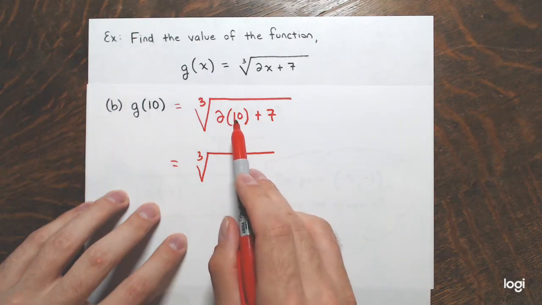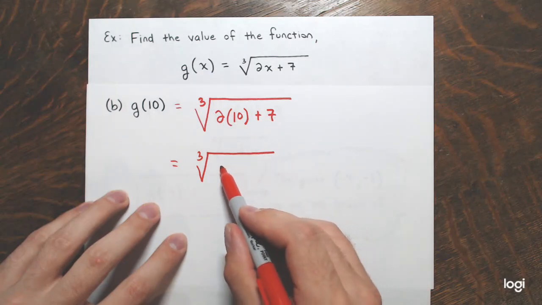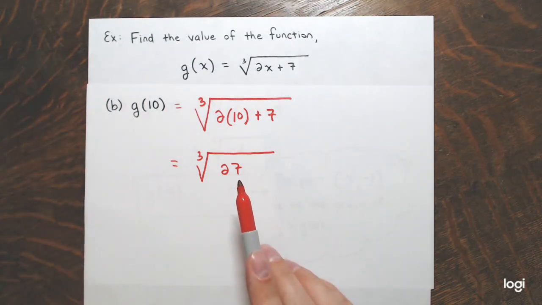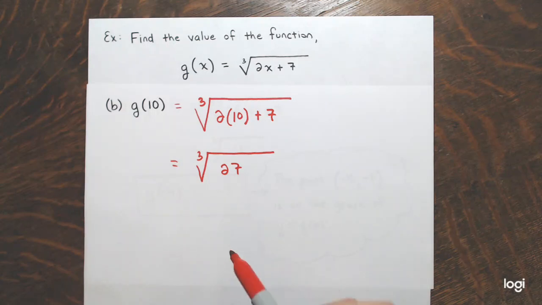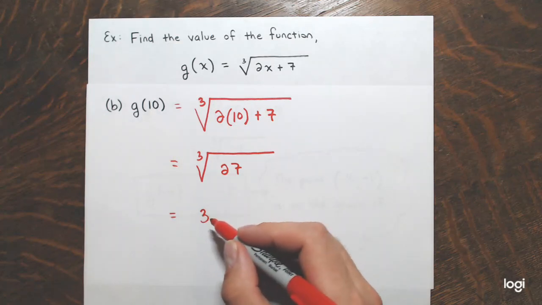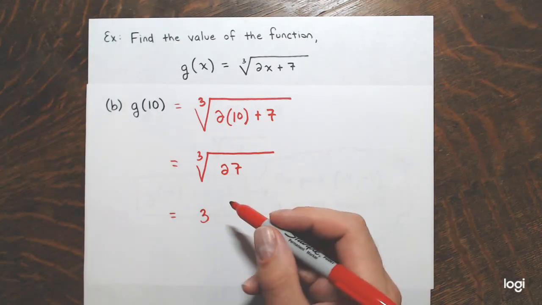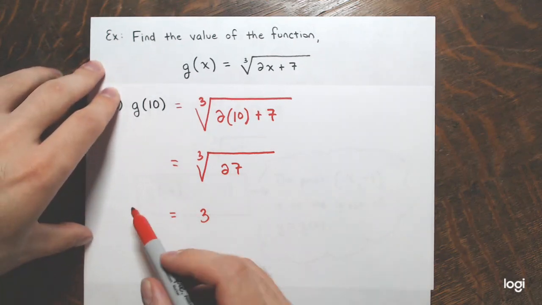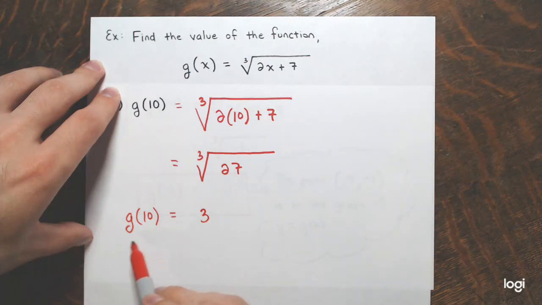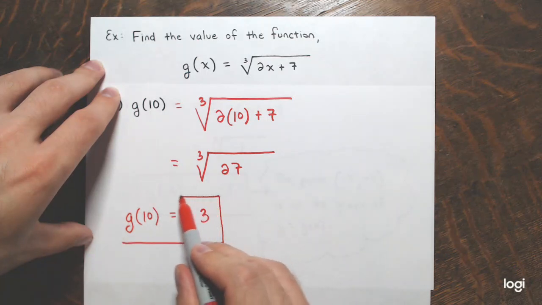2 times 10 is 20. 20 plus 7 is 27. And again, here I have a nice perfect cube as a radicand. 27 is actually 3 to the third power when you factor it completely. So the cube root of 27 is 3, right? 3 cubed would be 27. All right, so the value of this function g at the input of 10 is 3.